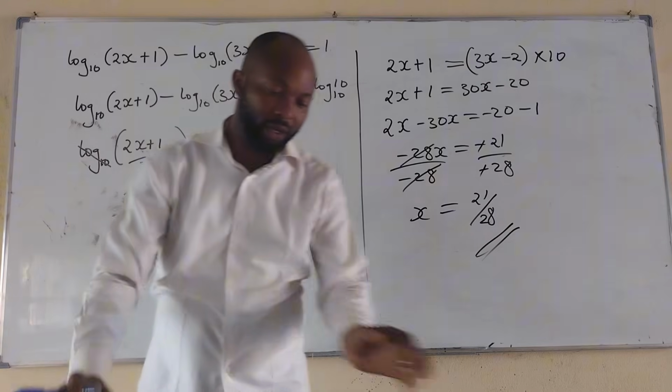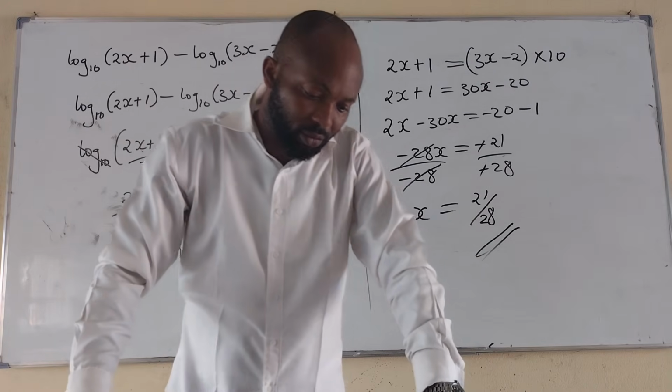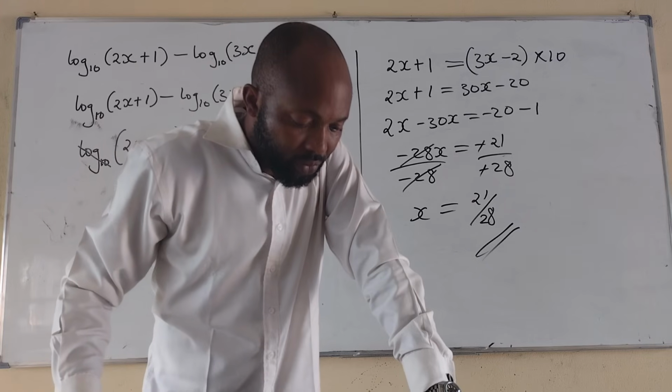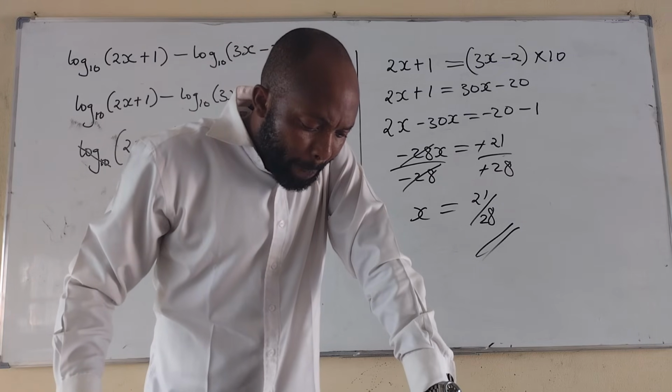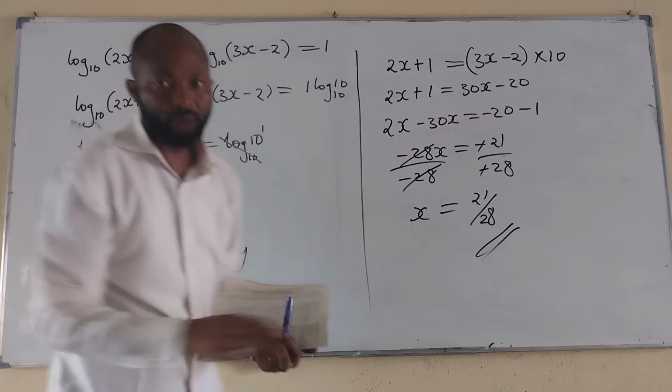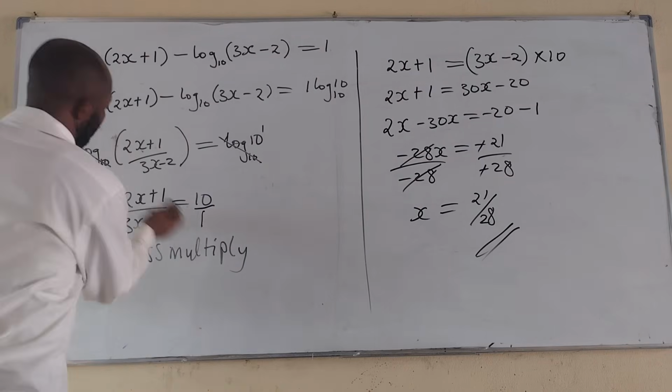Let's take another question. Okay, 21 over 28, there we go. Evaluate without using tables. Let me check it out.